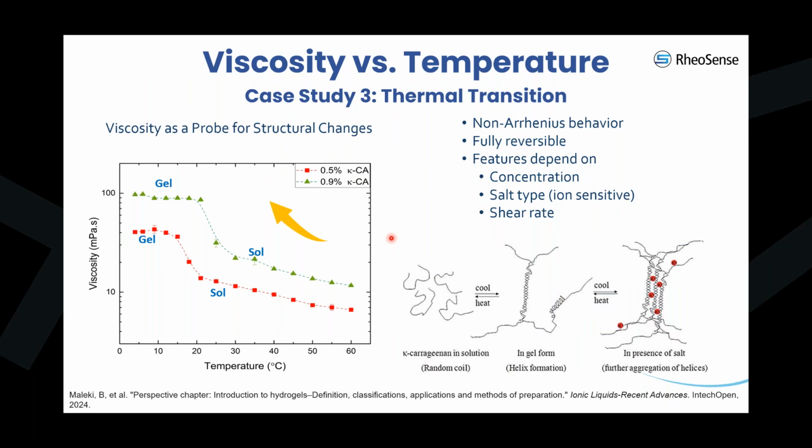also the exact shape and sharpness of this transition depend on several factors, like concentration of kappa-carrageenan, and also the type and the concentration of salt that's present in the system, because this system is ion sensitive. Here we added KCl or potassium chloride to the system. So by monitoring viscosity across the temperature range, we can clearly capture this sol-gel transition that cannot be captured with single point viscosity.